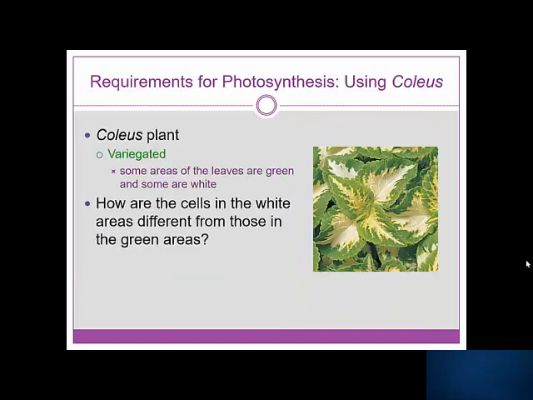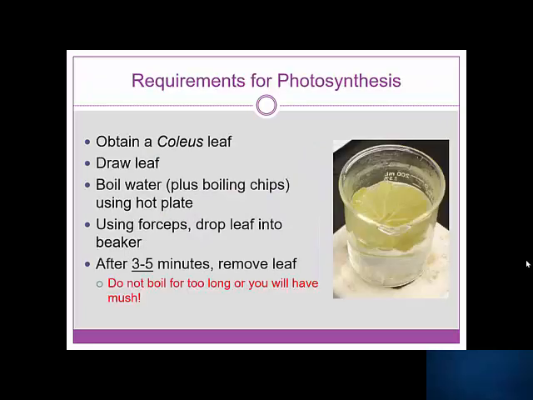In the next activity, we examine the requirements for photosynthesis. In which organelle does photosynthesis occur? The chloroplasts. Look at the photo of the leaves shown. Which parts of the leaves contain chlorophyll, the green parts or the white parts? Follow along with this procedure in your manual. There's a place for you to draw a coleus leaf. You can use one of the leaves shown in the photo on the previous slide.